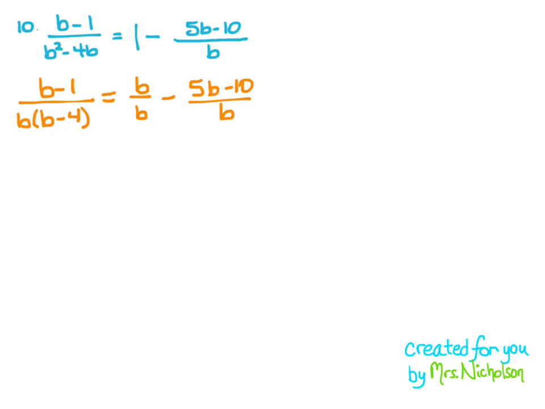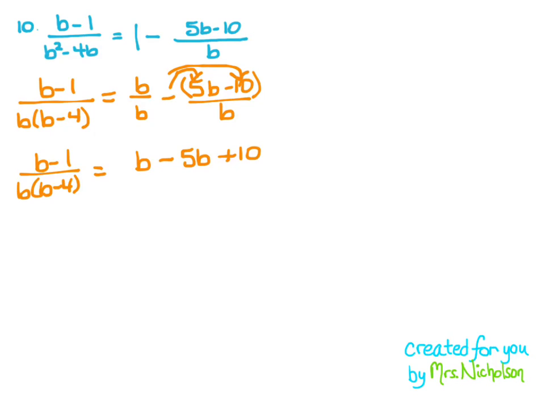Now we've got to be really careful at this step because this minus needs to be distributed to the 5b and the negative 10. So I've got b minus 1 times b over b minus 4 is equal to b minus 5b plus 10. So that's really important. The negative sign here, it has to go to the 5b, but it also has to go to the 10. We've got to distribute that to both terms there in that numerator. And all this is over b.